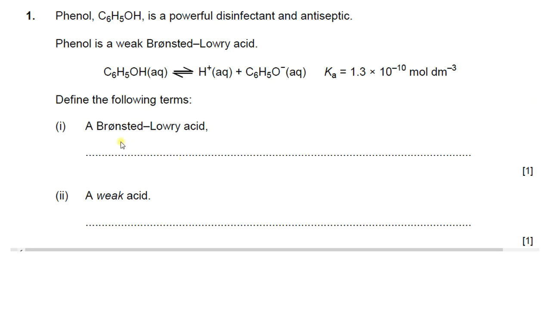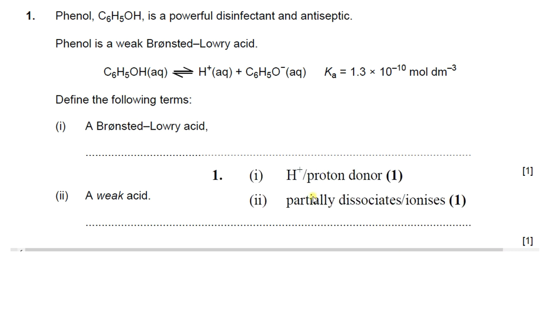Okay, this question is a definition question. It's asking what a Bronsted-Lowry acid and a weak acid are. Partially dissociates, that's a weak acid. Bronsted-Lowry is a proton donor. So make sure that you know the definitions, okay? There you go. H plus, it's a proton donor. That's a Bronsted-Lowry acid, okay? A weak acid partially dissociates or ionizes.